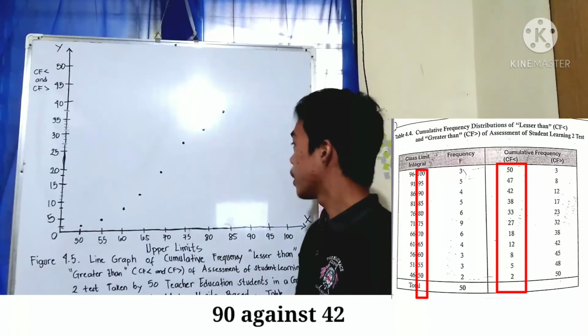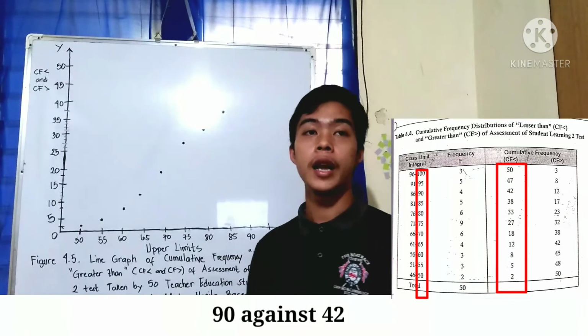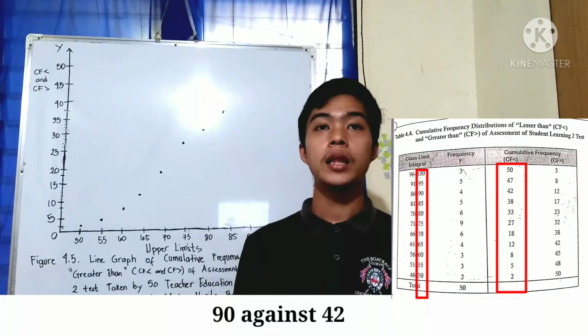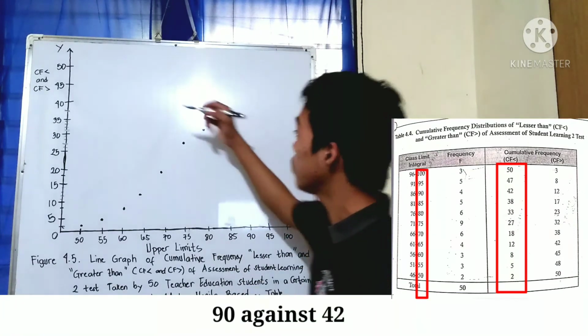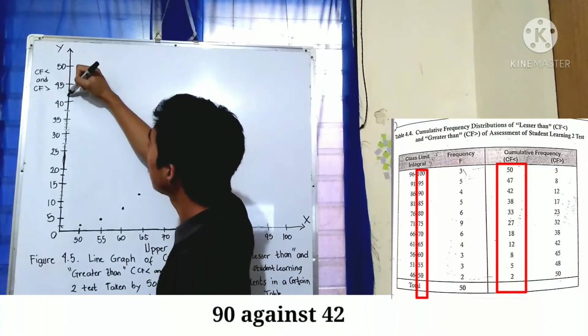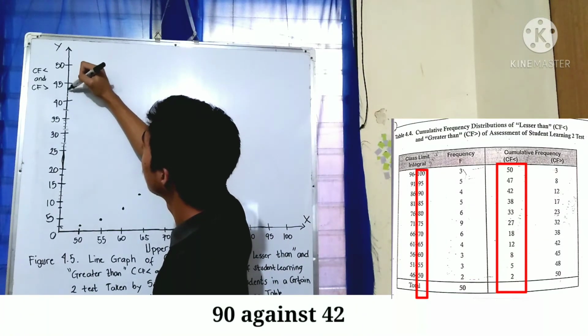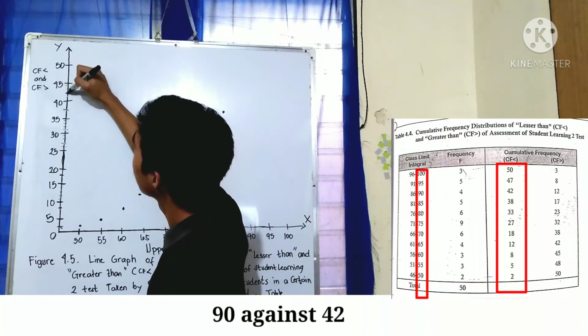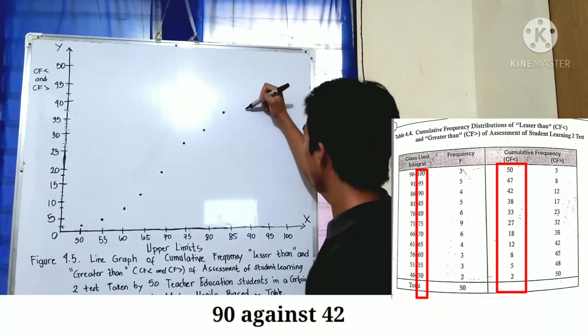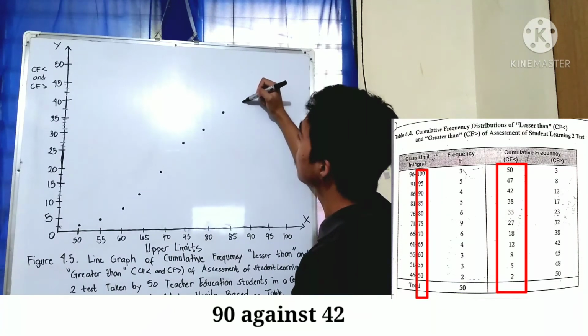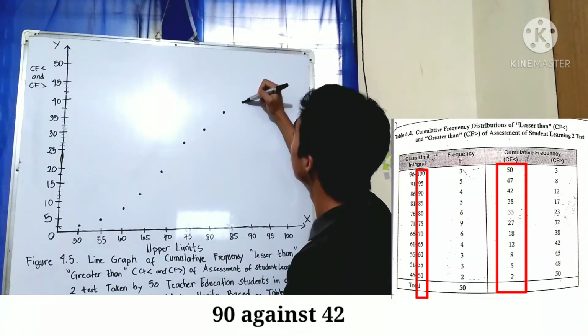Next, the upper class limit of 90, you'll plot 90 against 42. So 42 must be here. So 90 against 42.